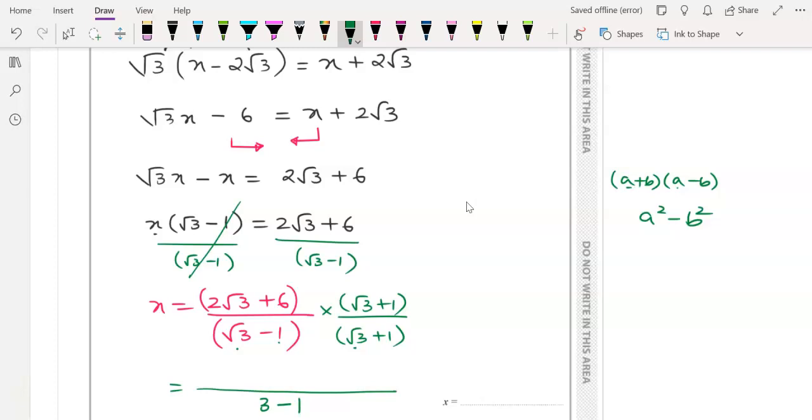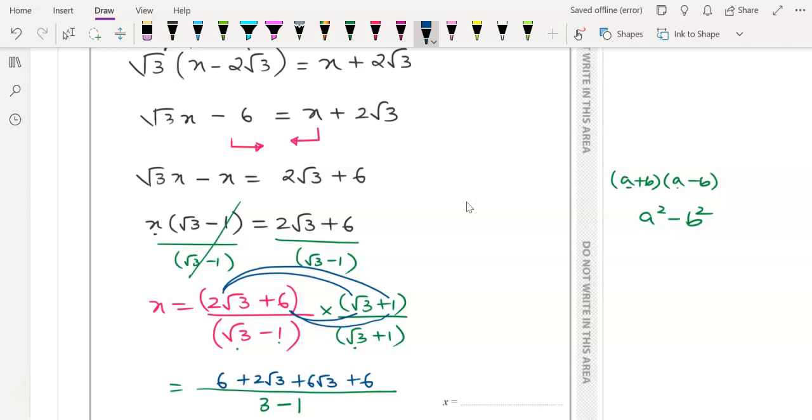For the numerator, we have to use the FOIL method. So 2 root 3 times root 3, you can do it in the calculator. Root 3 and root 3 is 3, 2 times 3 will give me 6. 2 root 3 times 1 will give me 2 root 3. Then multiply 6 with root 3, you will get 6 root 3. And 6 times 1 will give 6.